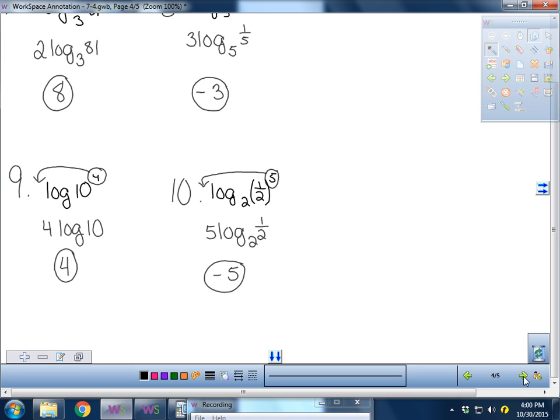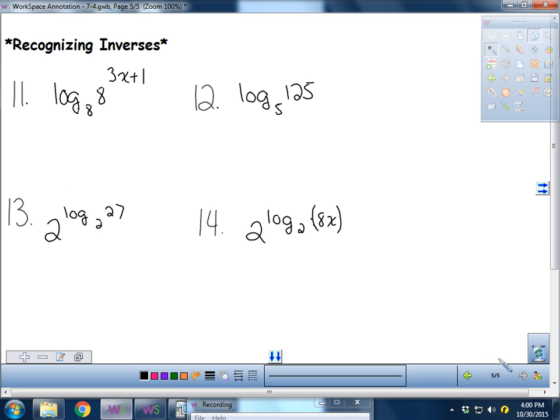Okay? So the last thing we're going to do is talk about how to recognize an inverse. Now, this is kind of like a shortcut to some things. It doesn't necessarily always give you something that is helpful, but sometimes it does. On your worksheet, it's definitely going to.